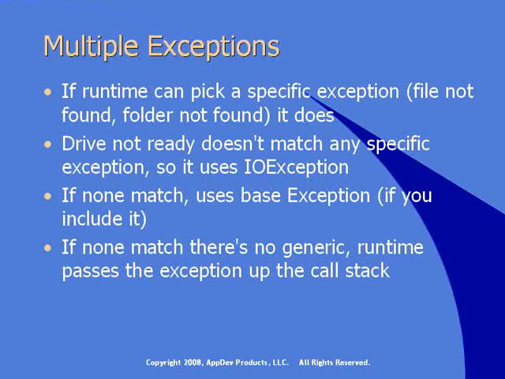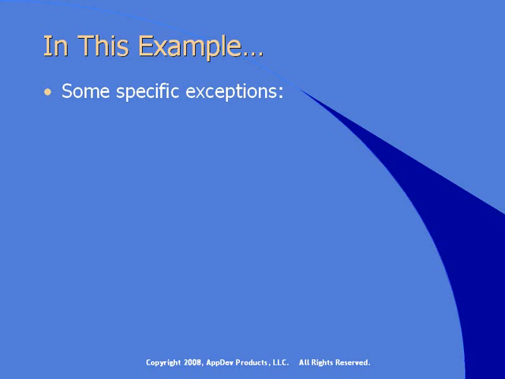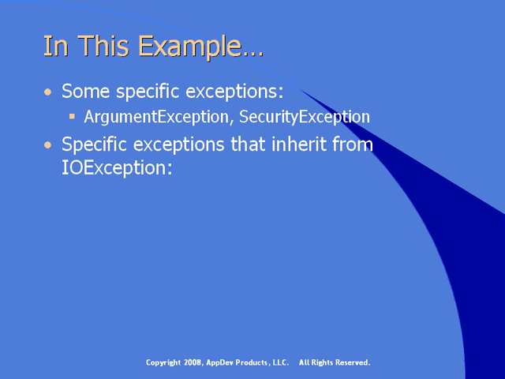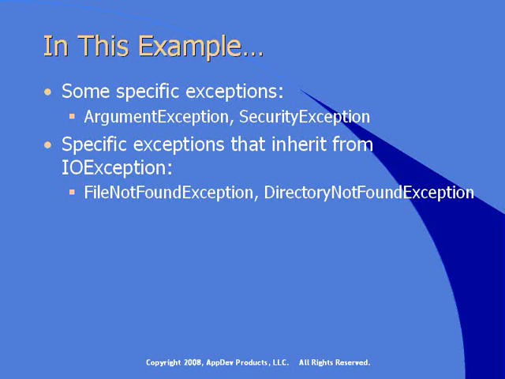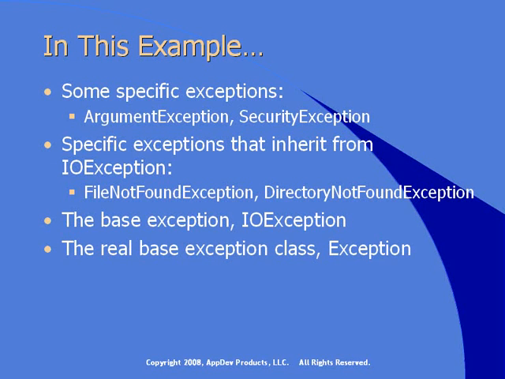And you saw how that's handled, and that's not attractive. In our example, we're going to catch some specific exceptions, like there's an argument exception or a security exception. We'll have some specific exceptions that inherit from the IO exception, like file not found or directory not found. We'll catch the base exception, IO exception, so if the drive's not ready, we'll get that. And we'll also catch the real base exception class, exception, so if something occurs that we hadn't counted on, at least we'll still handle it.